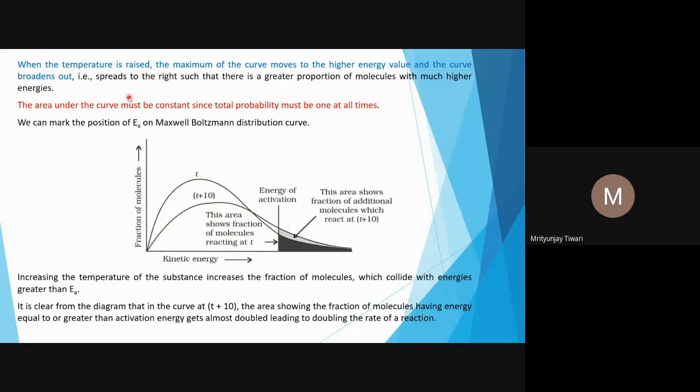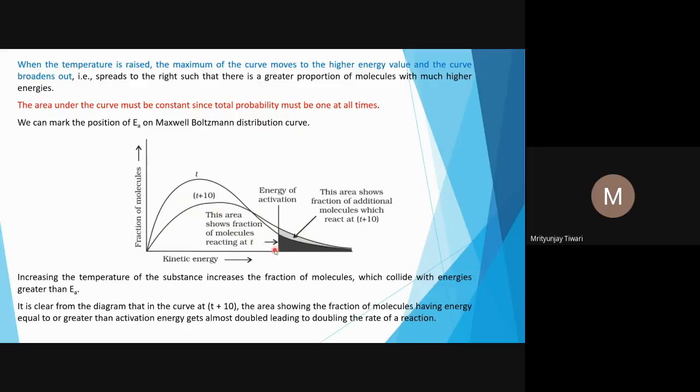And what does it mean? The curve spreads to the right such that there is a greater proportion of molecules with much higher energy when you increase the temperature, and that is what we see in this graph. The area under the curve must be constant since total probability must be 1 at all times. Although this curve gets broadened out and shifts to the right, the total area under the curve must be 1 because it represents the total probability.